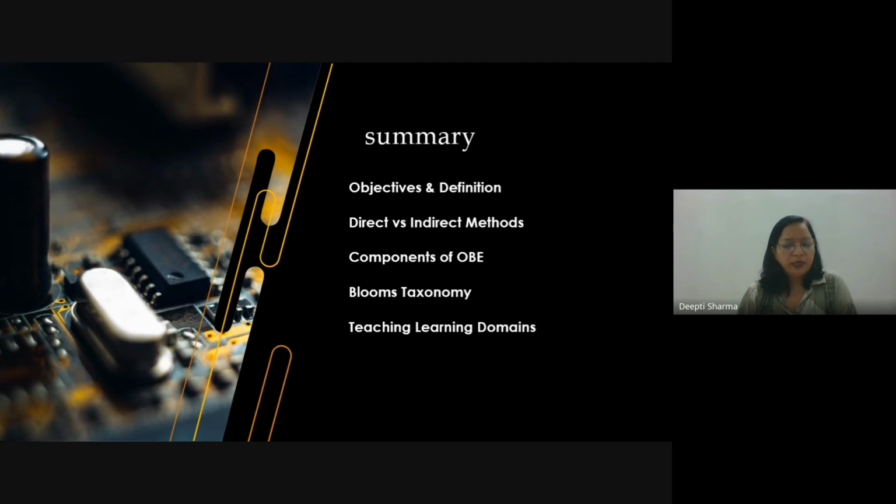So let's summarize this, the objectives and definition we have given. The direct and indirect methods we have already specified, the components of OBE, the Bloom's taxonomy part, the teaching learning domain, the active learning parts are also there. And after that, the design and planning methods are also there. So we have discussed all the things.